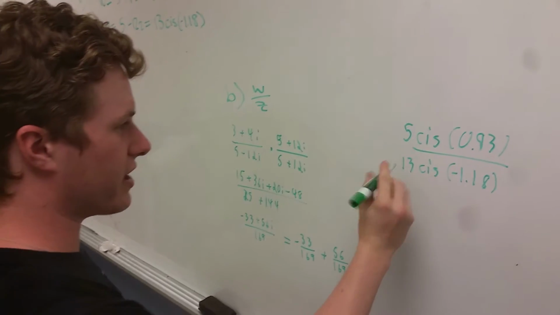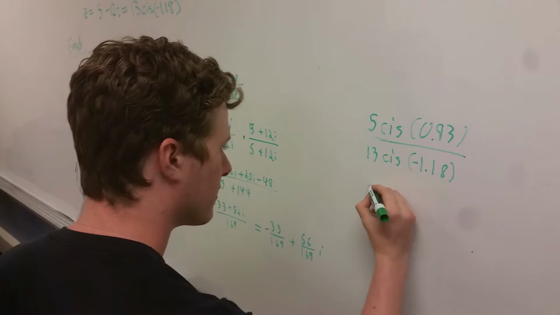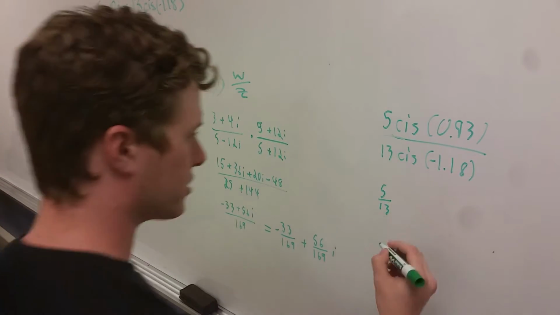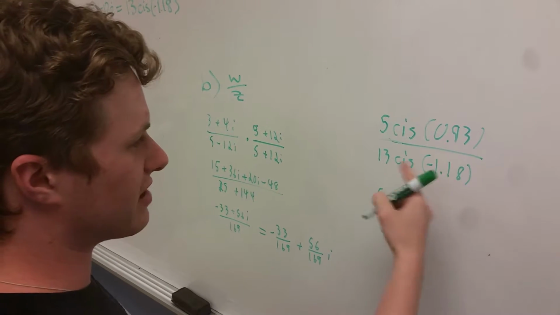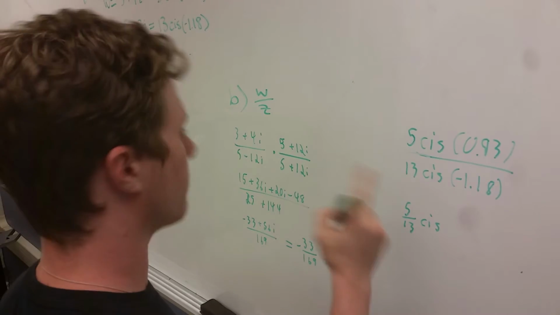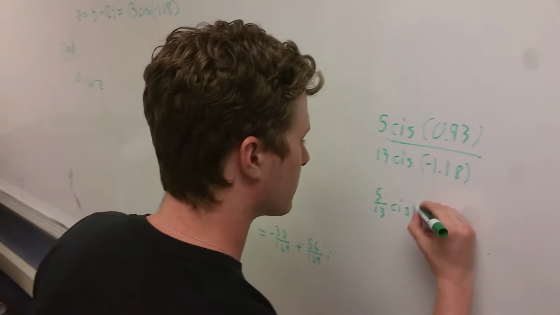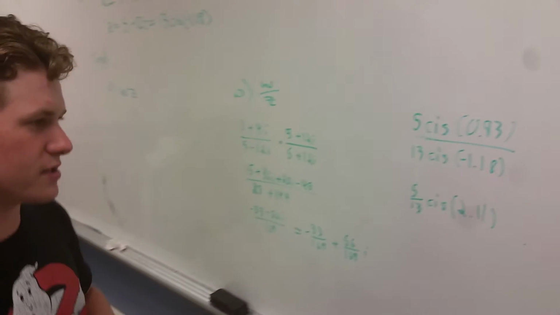Once again, this time you just divide the moduluses, moduli, 5 over 13 is your new modulus. And cis and the value inside, since you're dividing this time instead of multiplying, you subtract the argument of Z from the argument of W. Since it's a negative, you're adding them together, and you get 2.11 as your new argument.